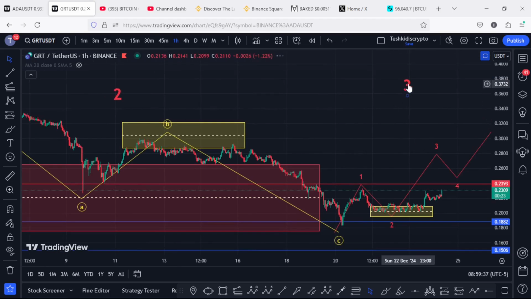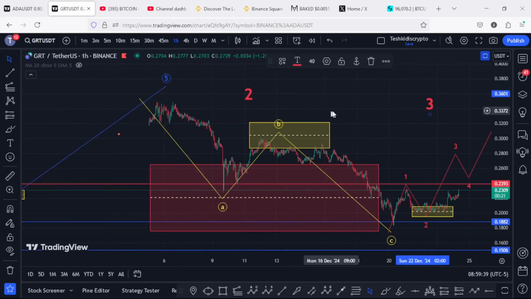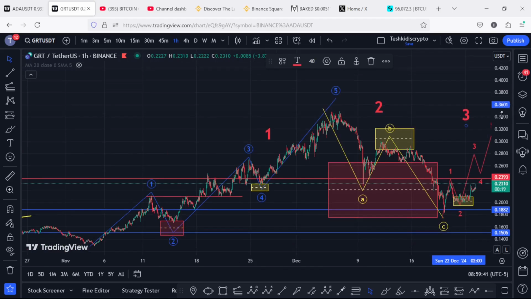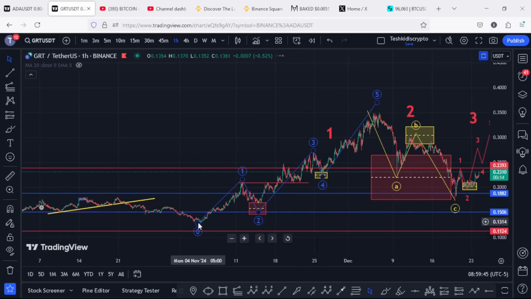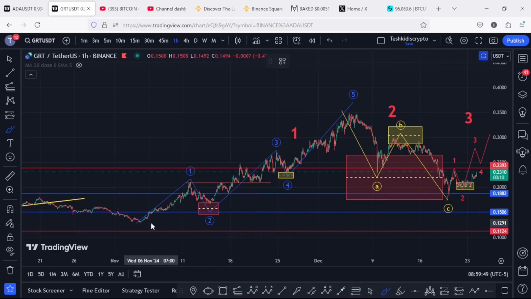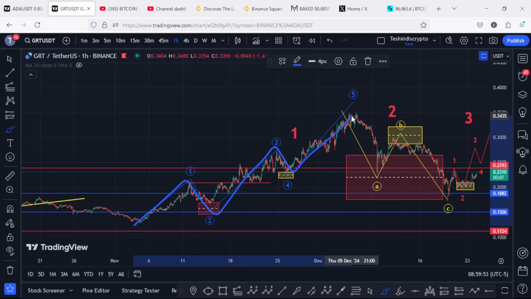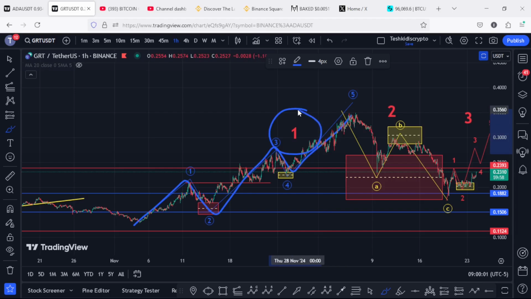And this larger Elliott wave count 3 over here is part of a larger wave structure that I have been observing from the lows we made on the 4th of November, where you can see that we first peaked impulsively in a 5 wave structure over here in a move that topped above the 0.35, and that 5 wave structure to the upside completed the formation of this larger Elliott wave count 1.